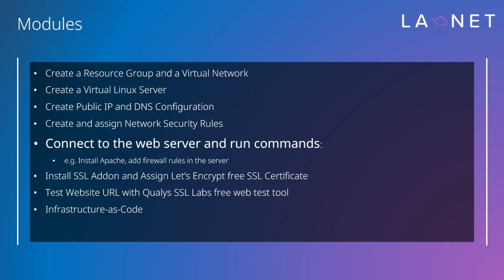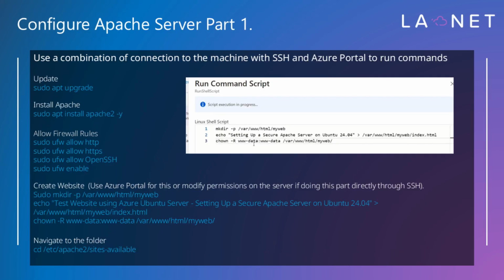So in this module, as I mentioned, we're going to connect to our web server and run some commands. We're going to firstly install Apache so it becomes a web server. We're going to add some firewall rules and then create our website inside there as well. Okay, so here's a list of all the commands that we're going to run through.